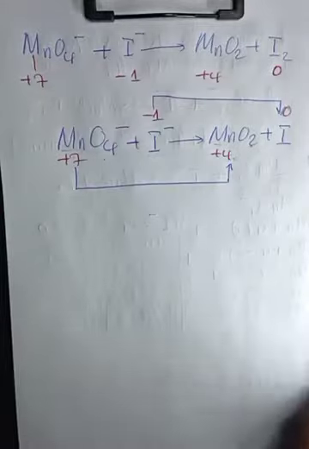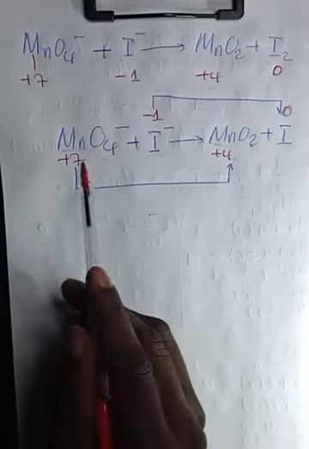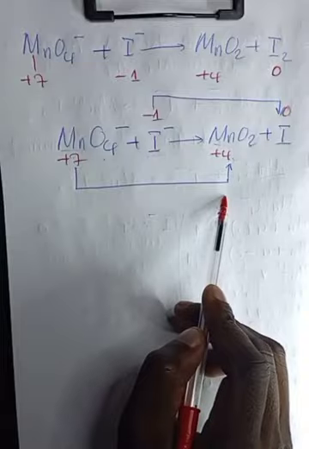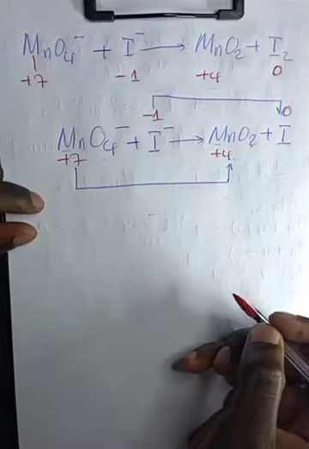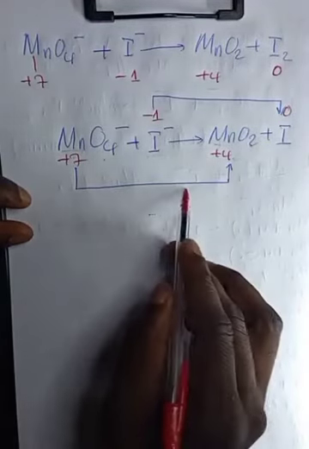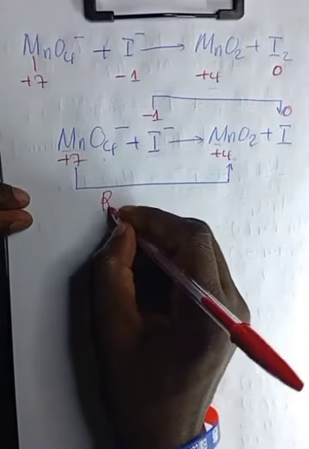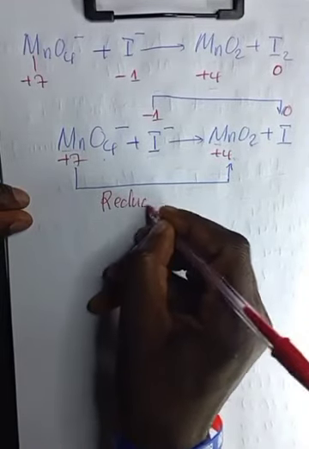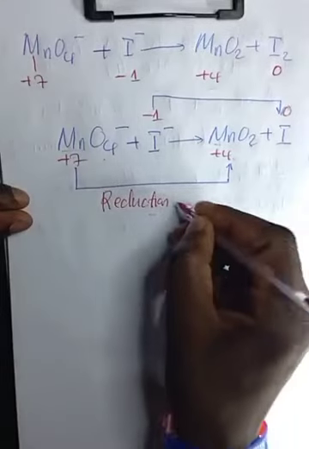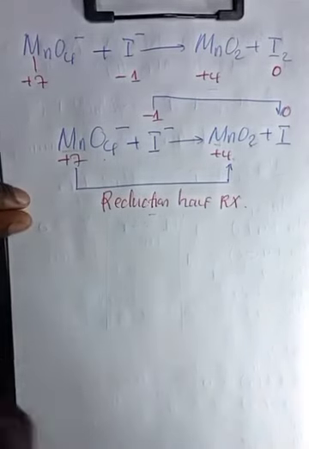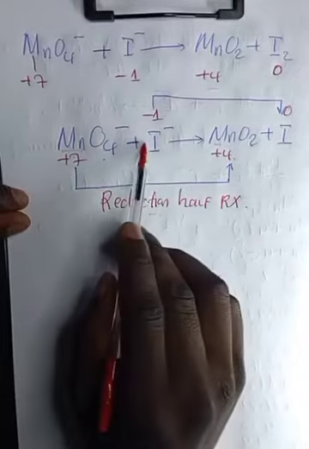So remember what we said. We said that a decrease in oxidation number is called reduction, meaning that this one is a reduction reaction. So we can basically say that this is now our reduction reaction.